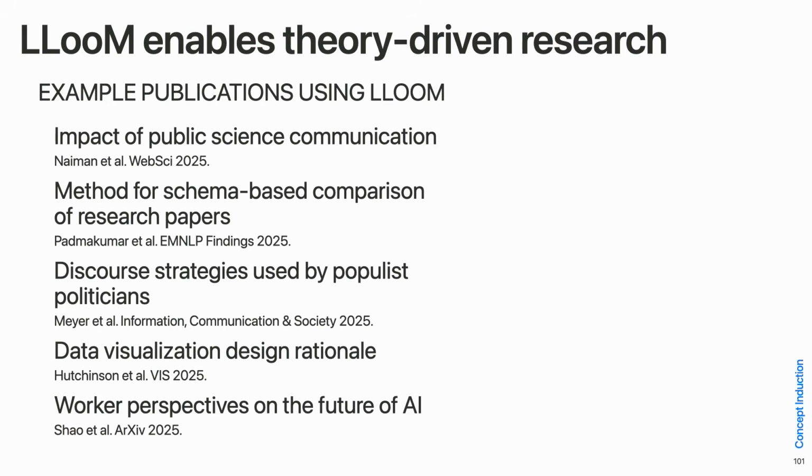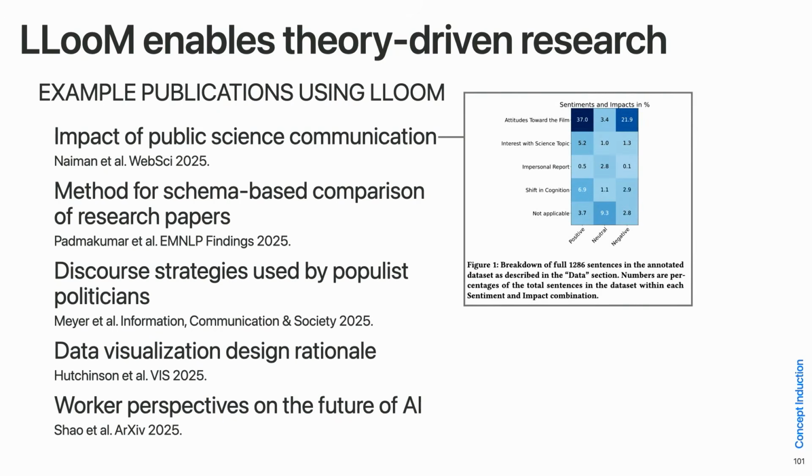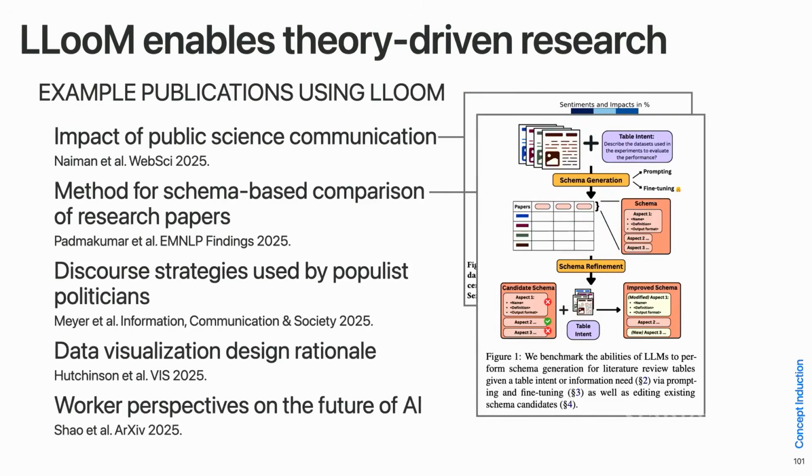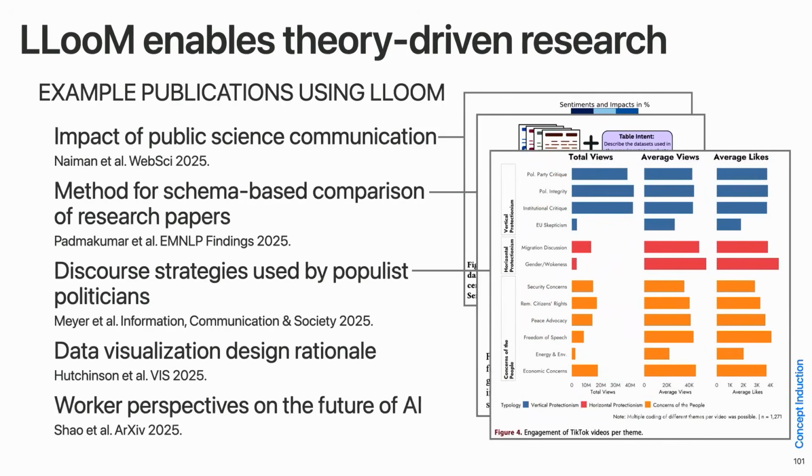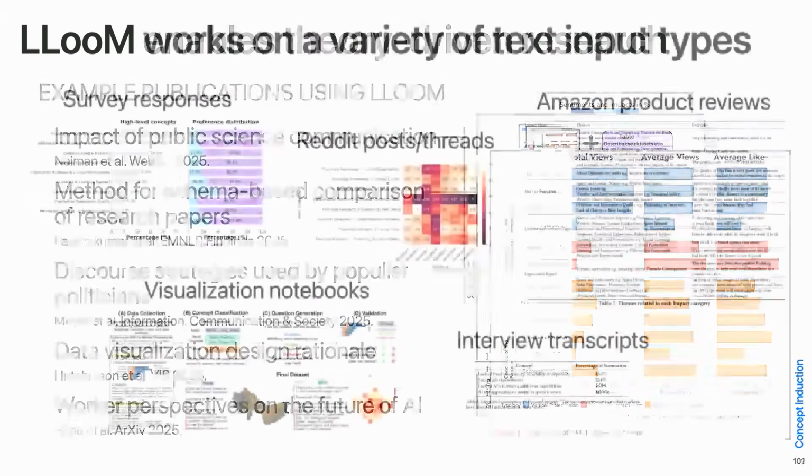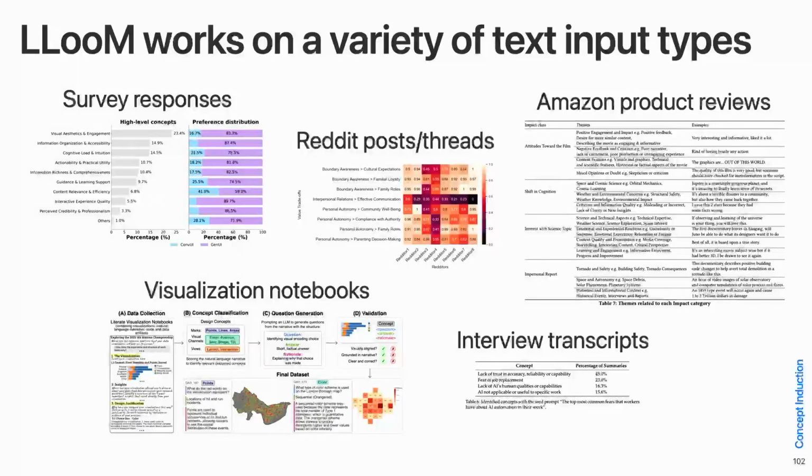Here are just a few examples of research that's been published at places like EMNLP and IEEE Viz. And these include things like understanding the impact of public science communication, methods that could help us better conduct literature review, and discourse strategies that are used by populist politicians. And researchers also applied Loom to a really wide variety of types of text, even things we didn't anticipate, like visualization notebooks and product reviews.